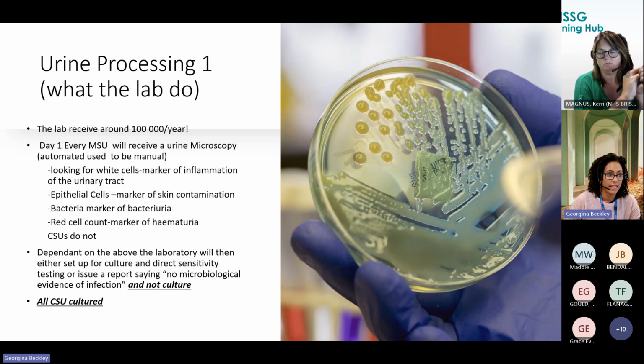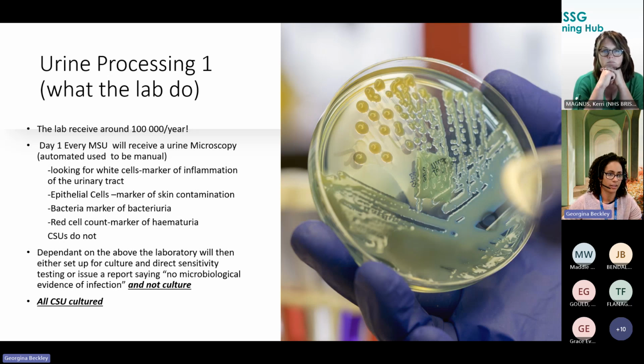So what do we do when we receive your sample? Well, just to give it in context, our lab receives about 100,000 urines a year. So that's a huge amount of samples. Every midstream urine will receive a microscopy where we quantify the amount of white cells, bacteria, red cells, and epithelial cells as well. We look for white cells as a marker of inflammation in the urinary tract, epithelial cells to try and quantify how contaminated this might be from the perineum, bacteria as a marker of bacteria in the urine, and a red cell count as a marker of hematuria.